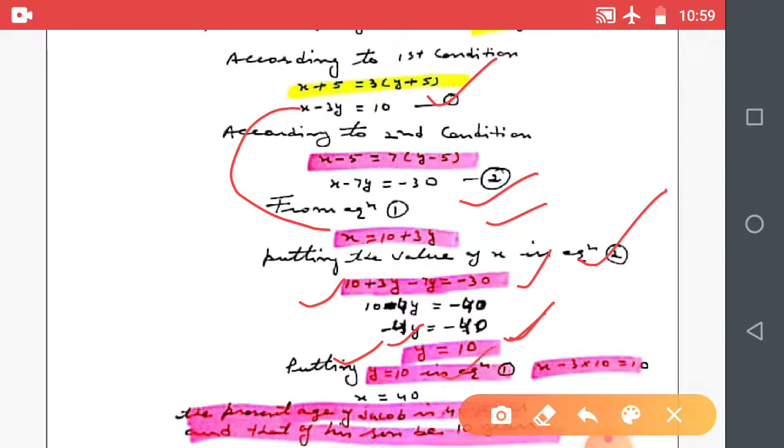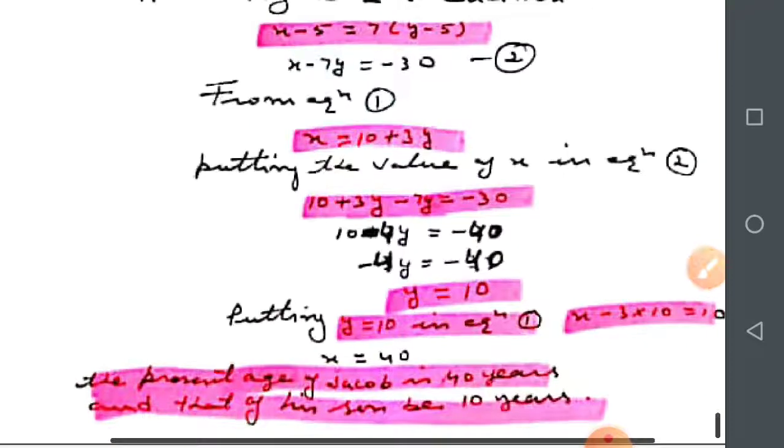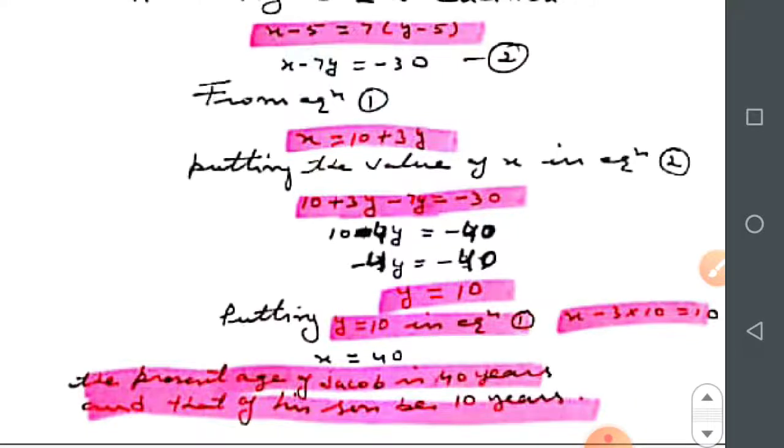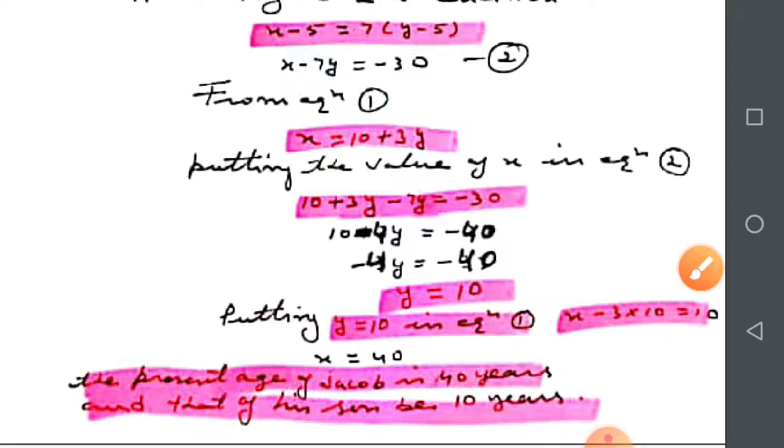Now put this value of y in equation 1. So x minus 3 into 10 is equal to 10. So here the value of x comes 40. So the value of y is 10 and the value of x is 40. So the present age of Jacob is 40 years and the present age of his son is 10 years, right? So that's it for today.